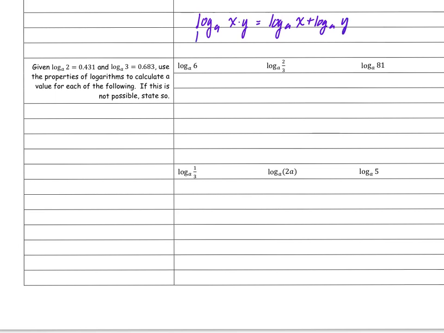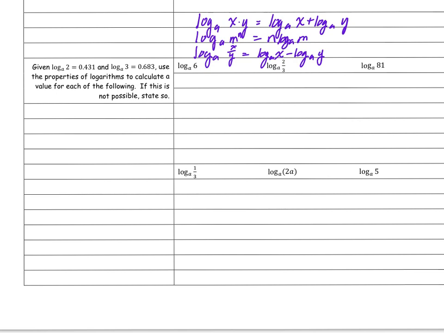Okay, and then we have log base a of m to the n, that says n log base a of m. Ooh, that's kind of sloppy. And then we have the one that says log base a of x over y equals log base a of x minus log base a of y. So we're going to use those three properties, okay?